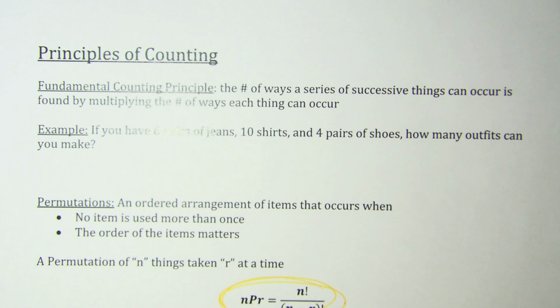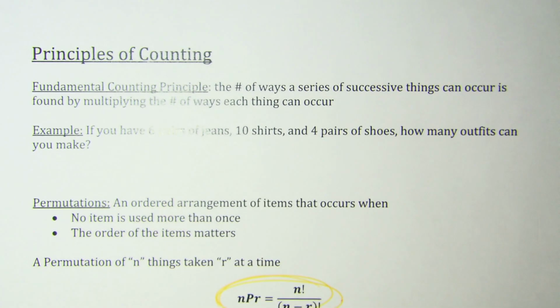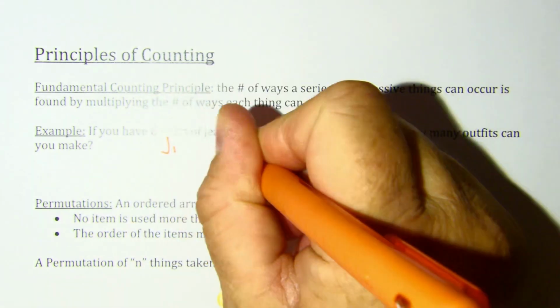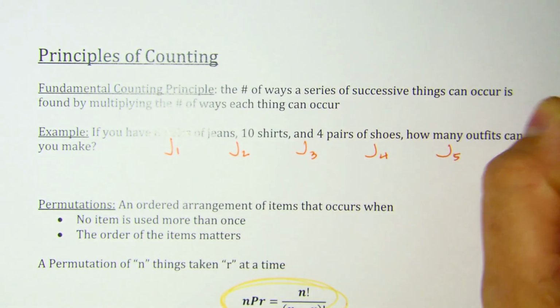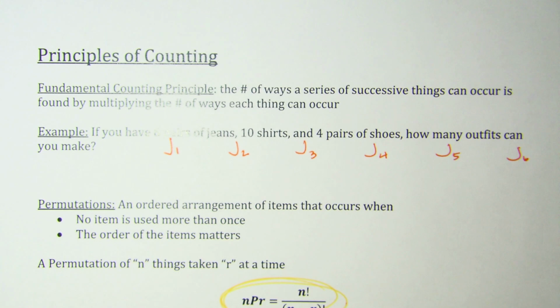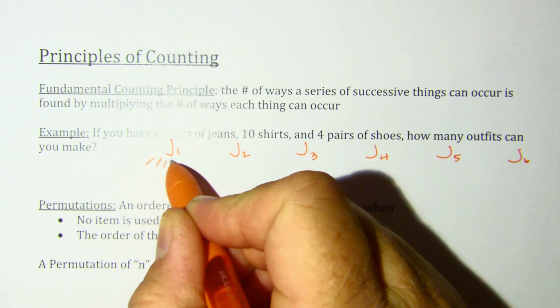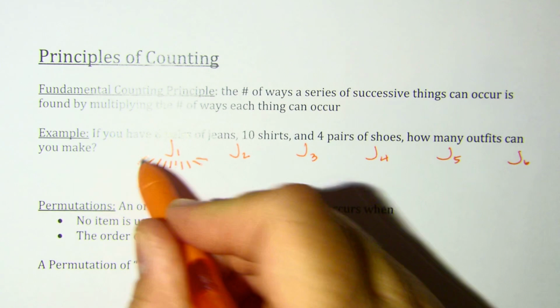Okay, so the fundamental counting principle is the number of ways that a series of successive things can occur is found by multiplying the number of ways each thing can occur. So let's just think about our 6 pairs of jeans first. Let's just say we're starting with jeans. So let's just say our first pair of jeans, our second pair of jeans, our third pair of jeans, our fourth pair of jeans, fifth pair of jeans, and our sixth pair of jeans. And then I say, okay, well, this pair of jeans could go with shirt 1, shirt 2, shirt 3, shirt 4, shirt 5, shirt 6, shirt 7, shirt 8, 9, and 10.